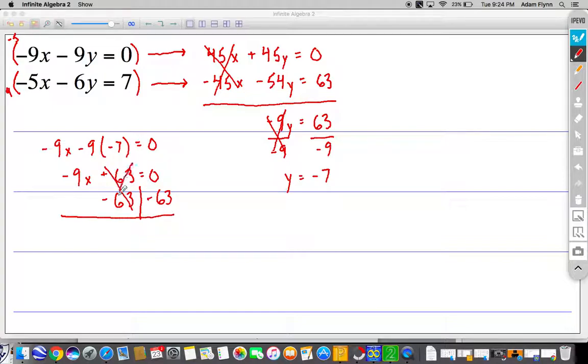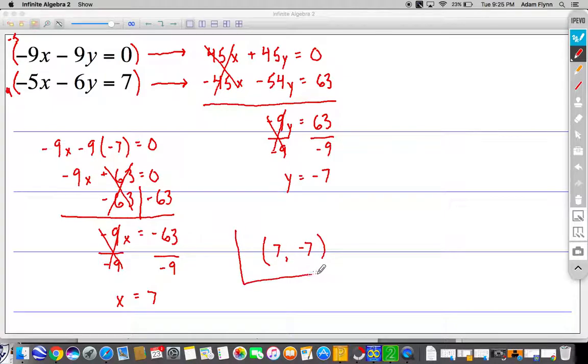63 minus 63, sorry about that. 63 minus 63 will cancel. So on the left side, I have -9x equals 0 minus 63, which is -63. So when I divide both sides by -9, -9's will cancel on the left, leaving me with just x. And -63 divided by -9 will be a +7. So these two lines cross at the point 7, -7. Awesome.